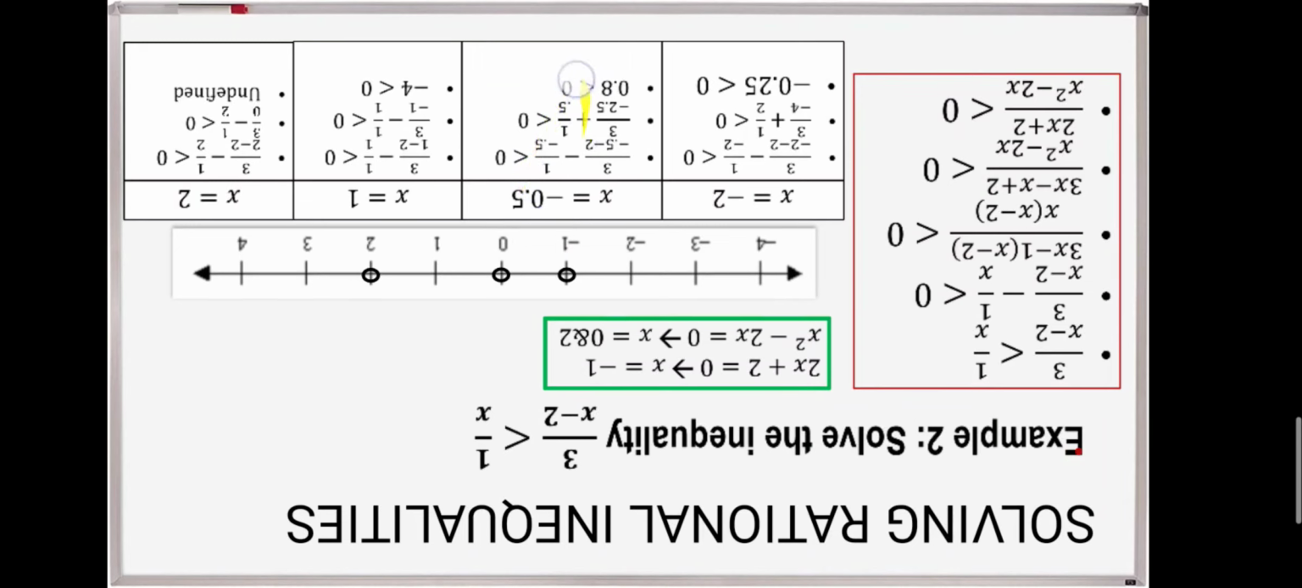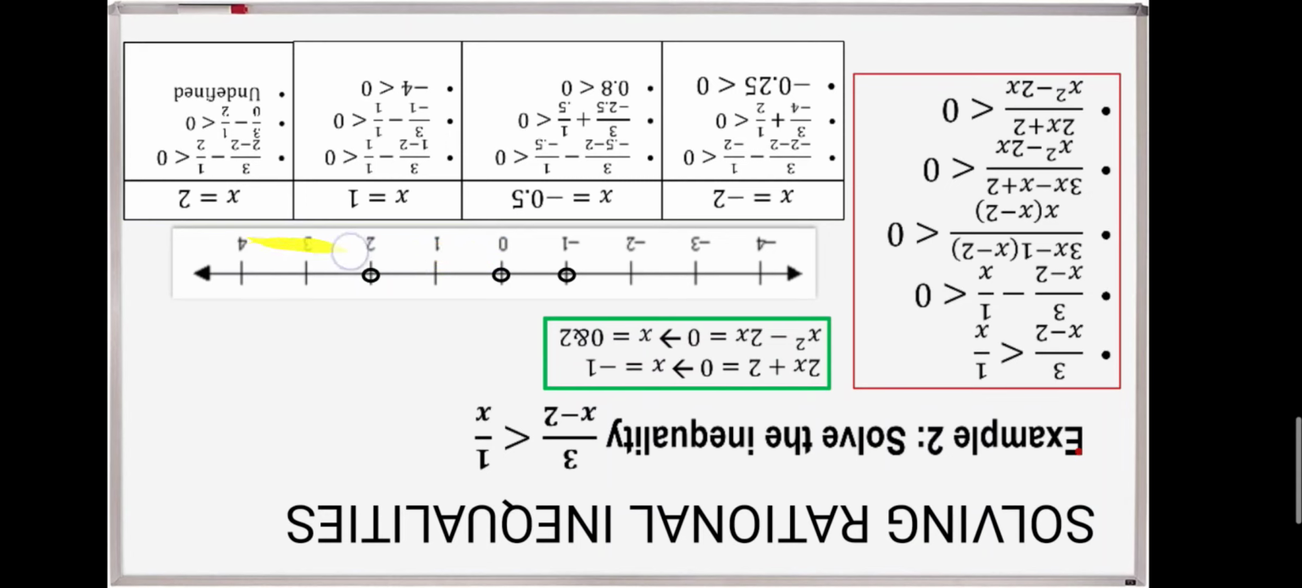Okay? So next, we have x is equal to 1 for this part. Okay, then substitute x by 1. Then simplify, we have 3 over negative 1 minus 1 over 1 is less than 0. So simplify, we have 3 over negative 1 is negative 3 minus 1 is negative 4 less than 0. This is true, right? Negative 4 is less than 0. Therefore, this part is included in our solution.